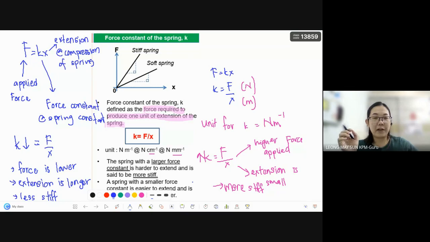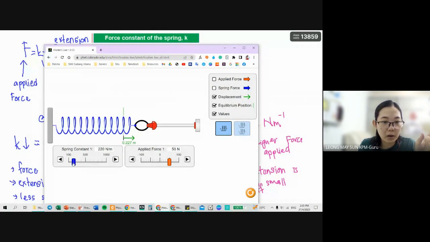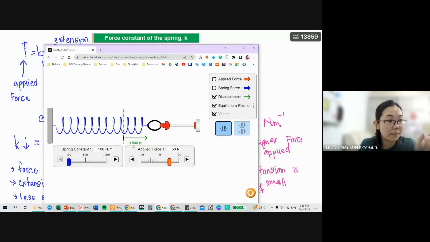Elasticity was already covered in the first few slides. So what we can say is that if the spring constant is small, it just needs a little bit of force, but the extension is high, and it's much less stiff. If you look over here, I reduce the spring constant to 100 Newton, with the same amount of force. The spring actually extended by 0.5 meter. So this is a lower spring constant, and we consider it as less stiff.